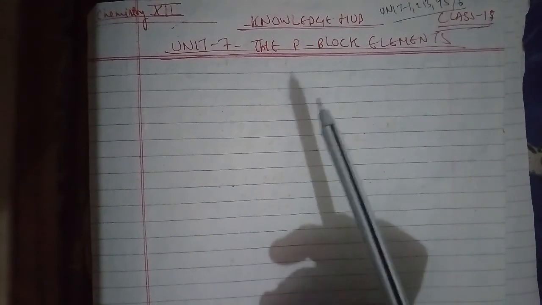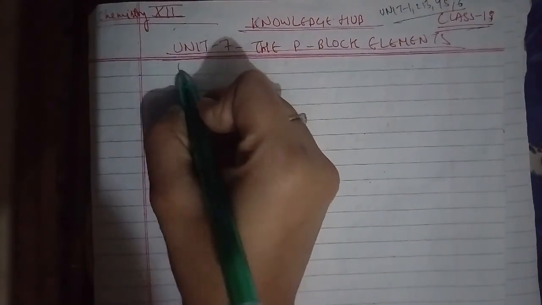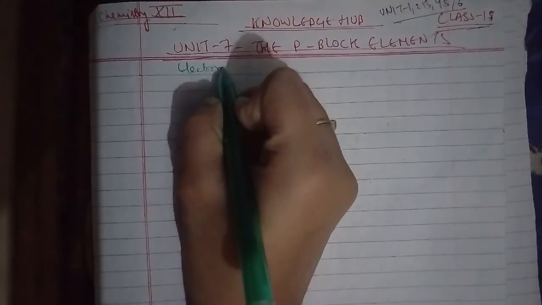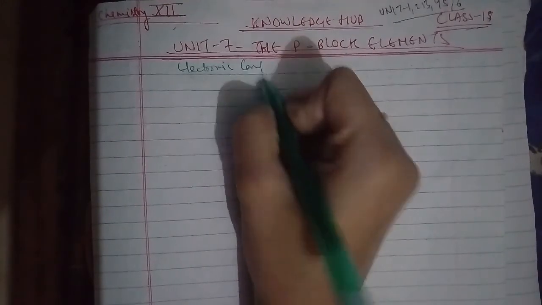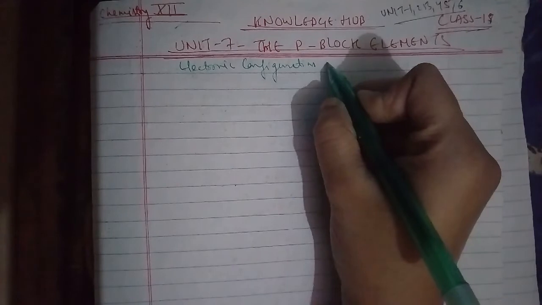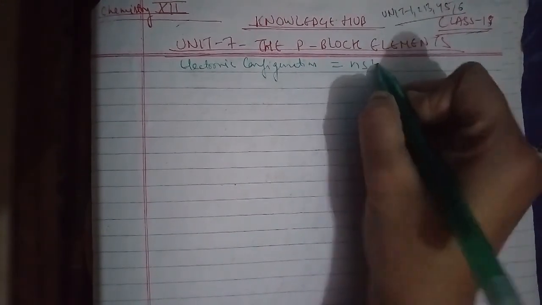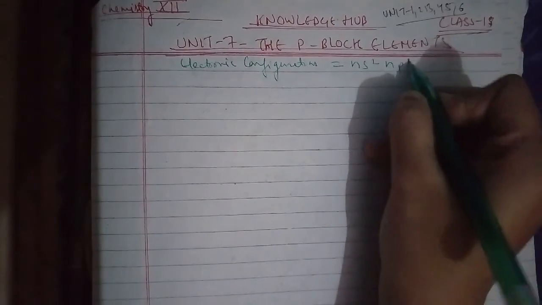So just write down the electronic configuration for this, which equals ns2 np1 to 6, except helium, which has 1s2 configuration.